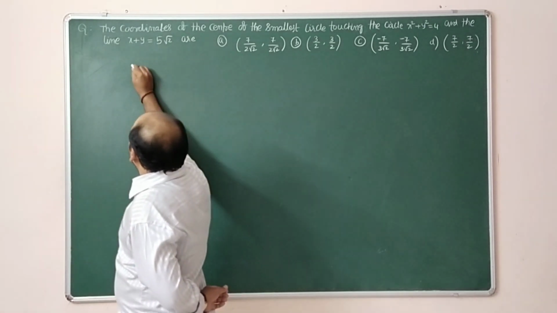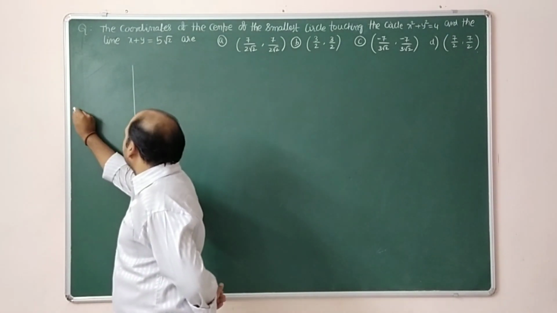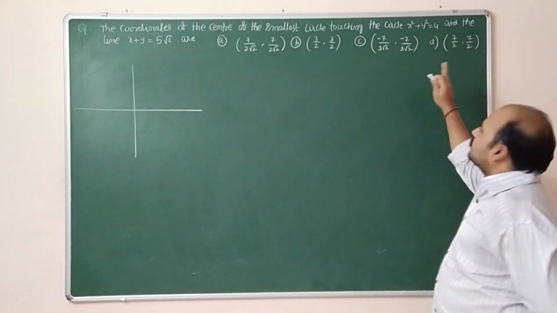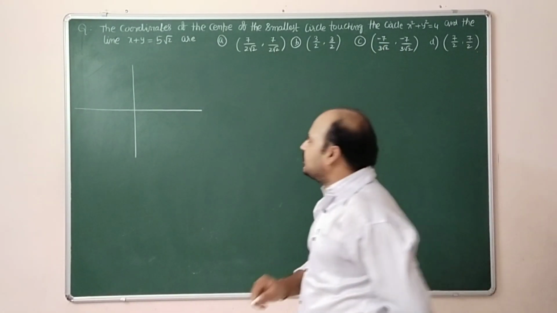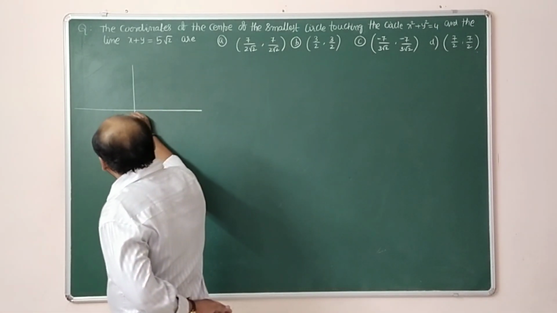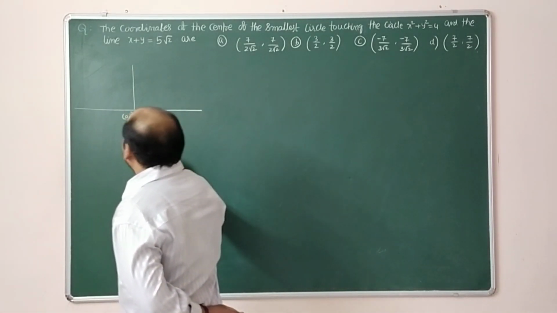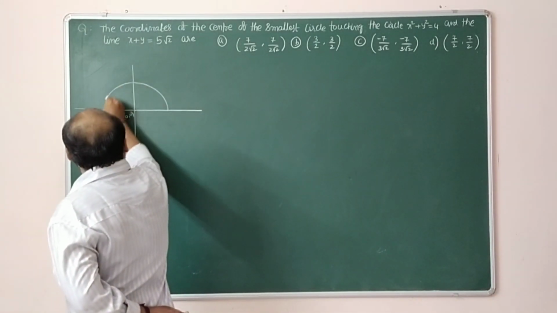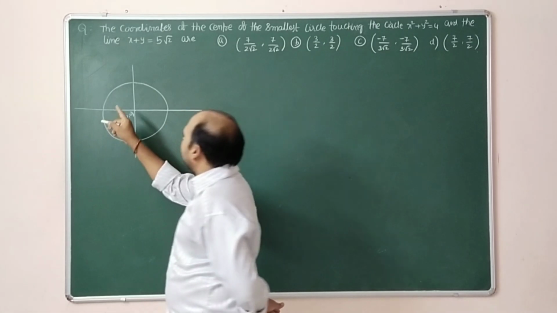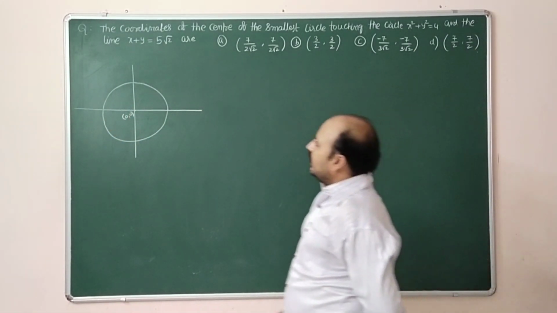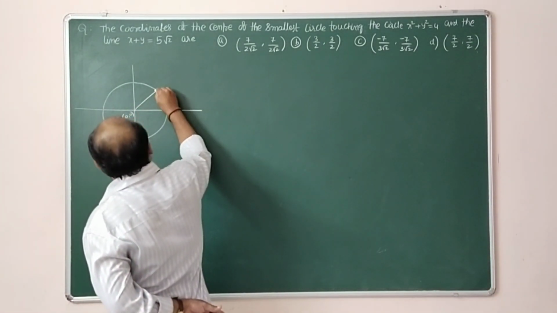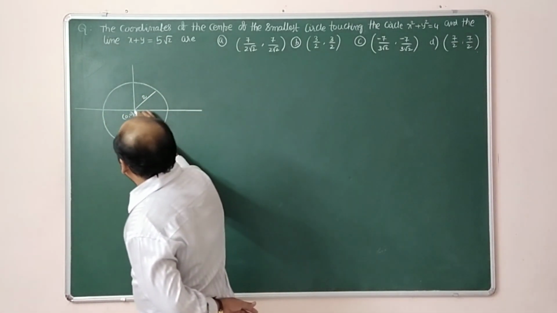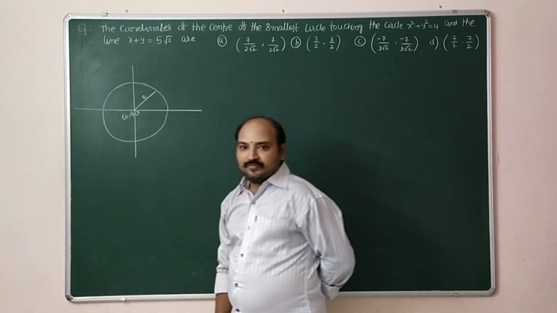See here, what is the given circle? The given circle is x square plus y square equal to 4. So obviously the center is 0, 0 and the radius is 2 units. So this is the circle x square plus y square equal to 4. Radius is 2 units, here to here 2 units. This is center O, I am taking O.